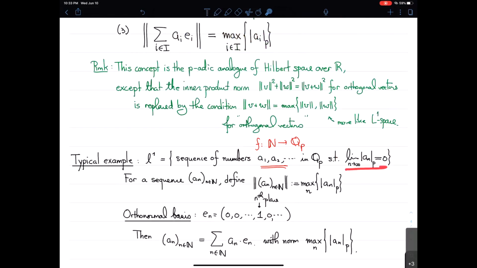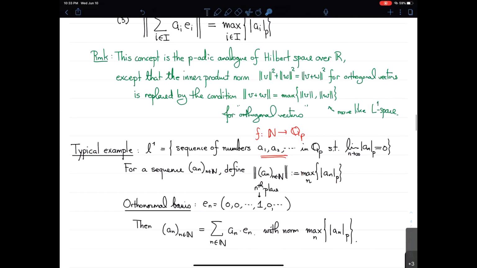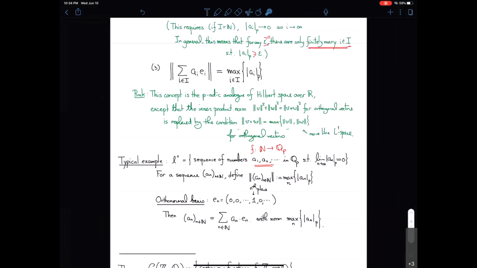I want the limit of these numbers in the p-adic norm to go to 0. Now if I have a sequence of these numbers, I define its L1 norm to be just the maximum of all these coefficients. Because the limit goes to zero, the maximum is always achieved by something. The orthonormal basis will be this e_n, where only a one appears at the nth place and the other terms are zero. Therefore this sequence a_n will be the sum of a_n times the standard e_n, which is one at the nth place. And this norm is precisely the maximum of all the p-adic norms of these coefficients, as defined over here. So this is what a p-adic Banach space looks like.